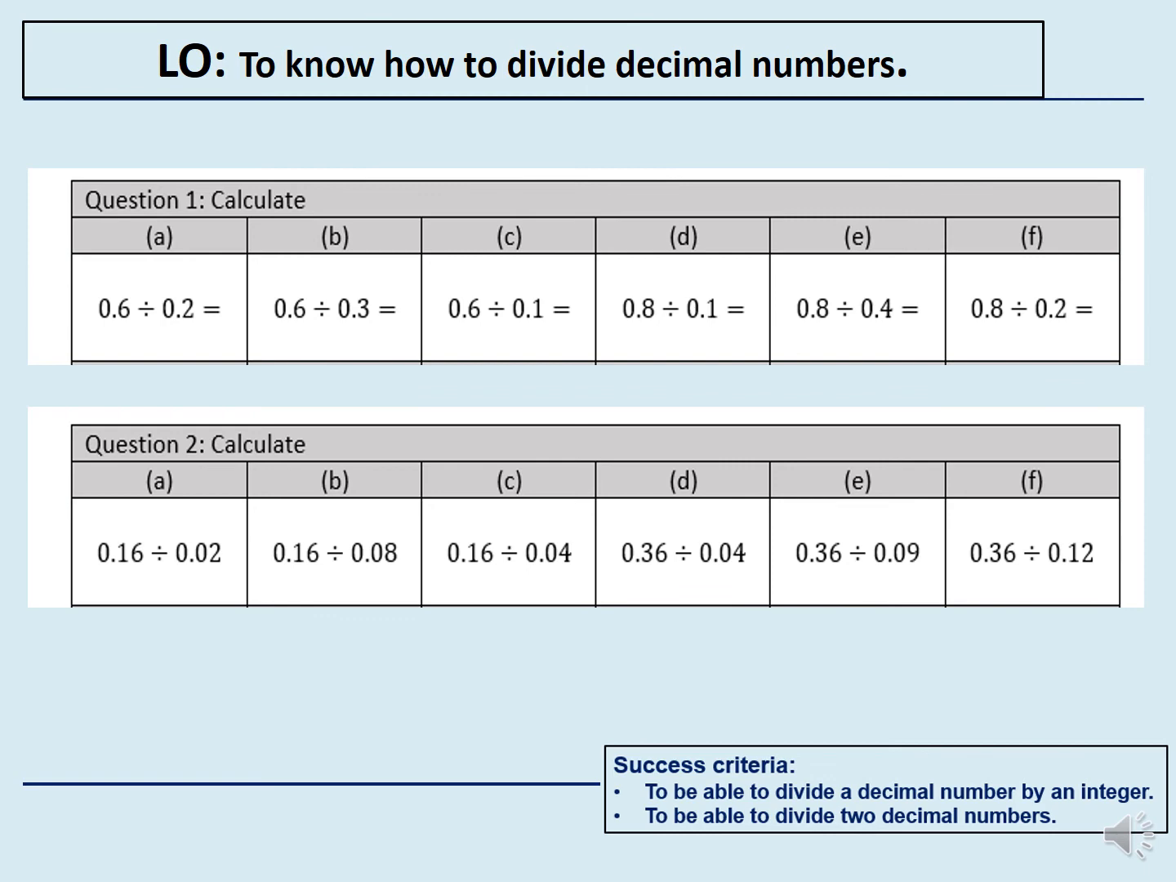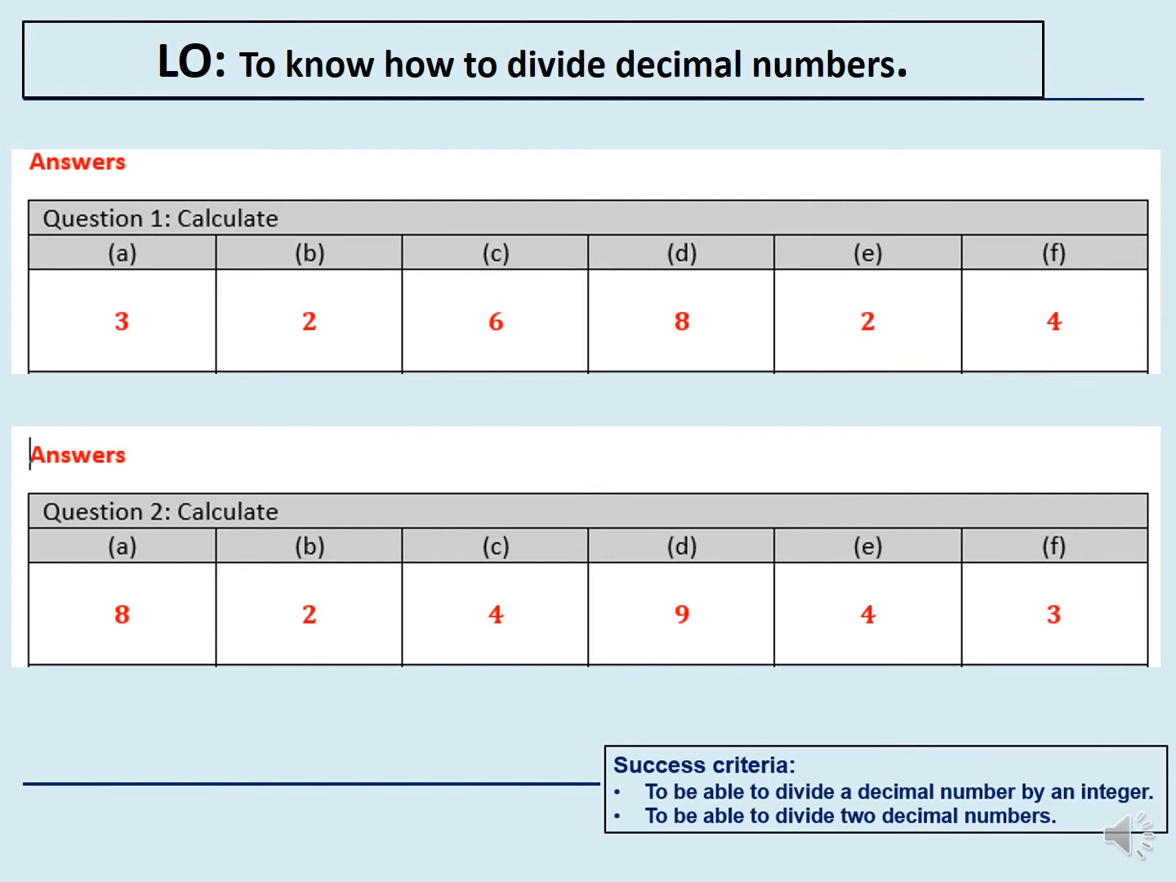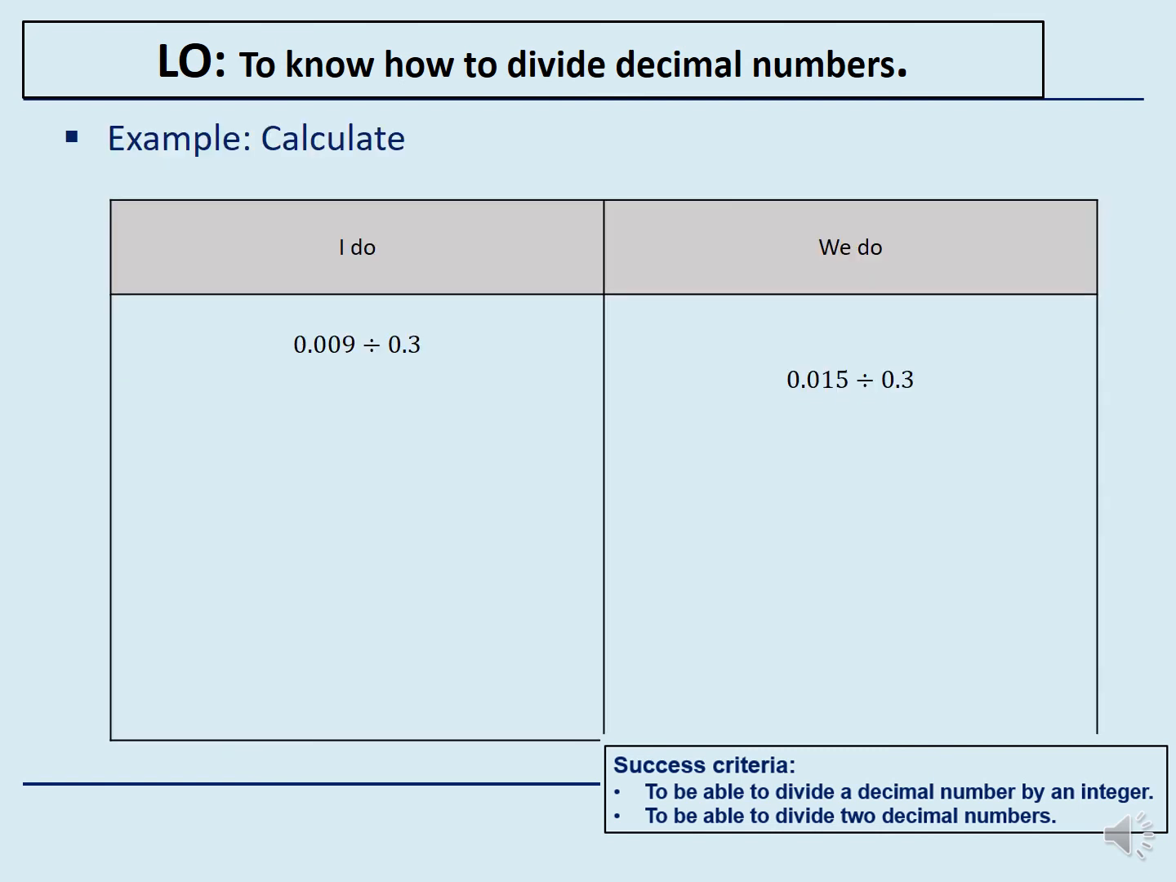Now here are more questions for you to do. Just to practice when you have a decimal number in a divisor. Pause the video, have a go with all the questions. Here are the answers. Change to green pen and self-mark it. Just a couple more examples. They are slightly different.